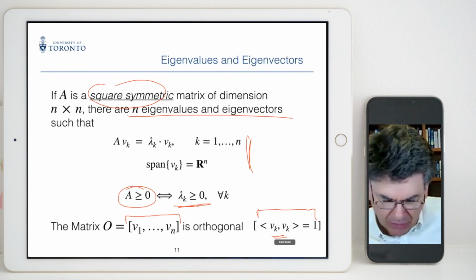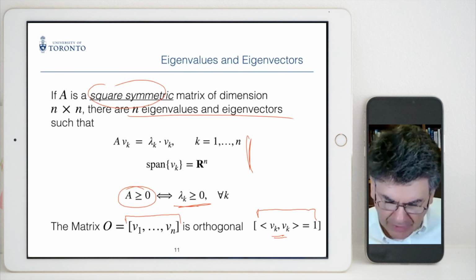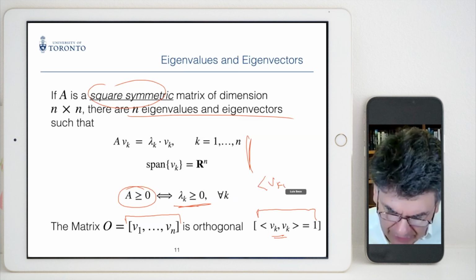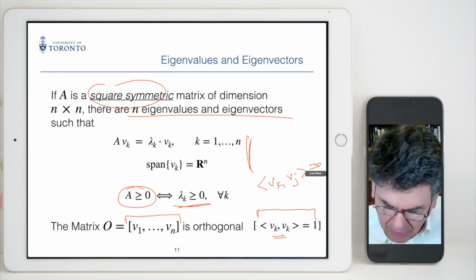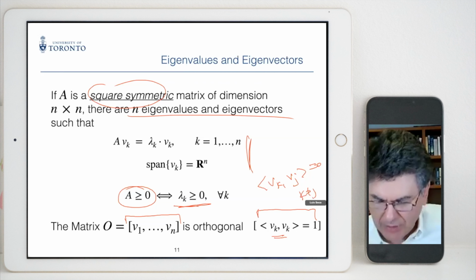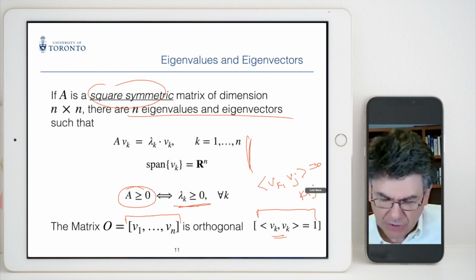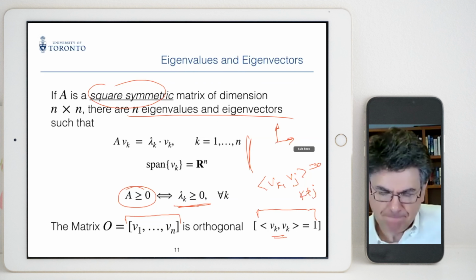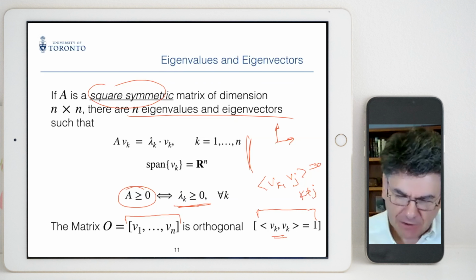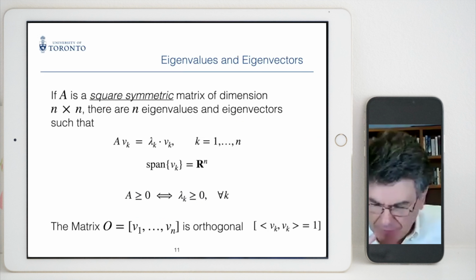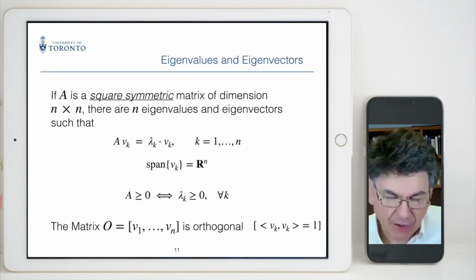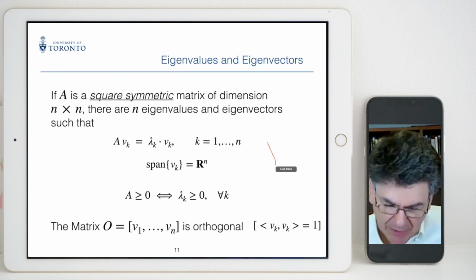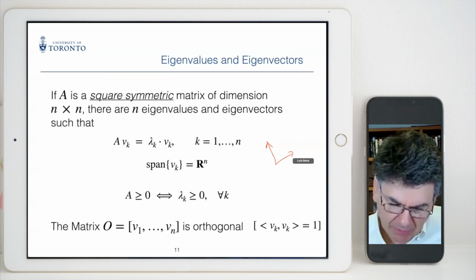It's orthogonal, meaning that the dot product of bk and bj is 0 when I'm looking at different vectors. So when I look at different vectors, these vectors are perpendicular to each other. Okay, so this is interesting because I can always have a decomposition of my space with a coordinate system, which is like that, orthogonal.